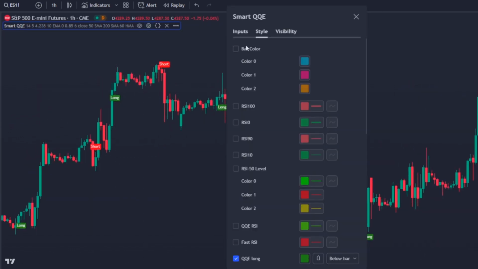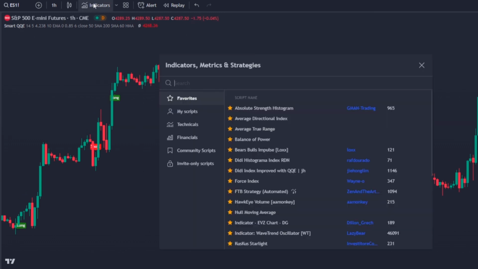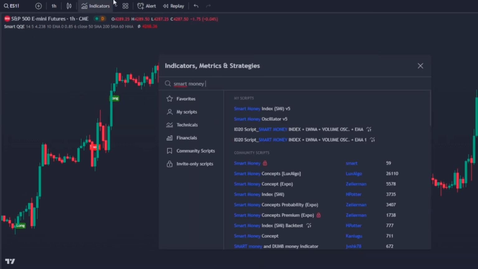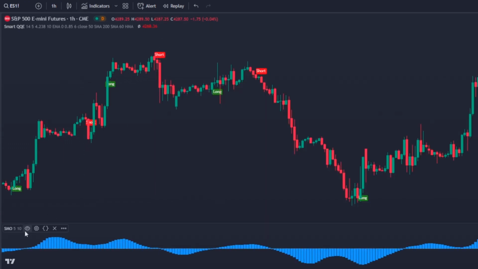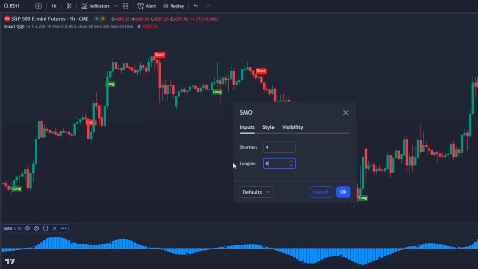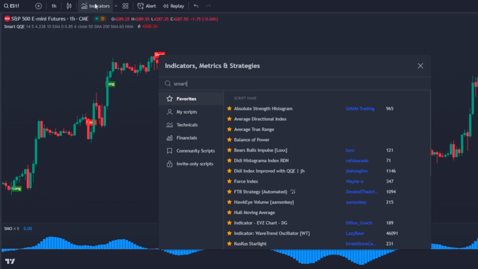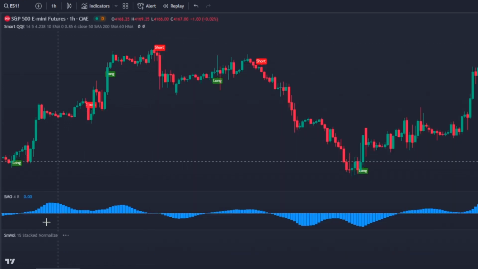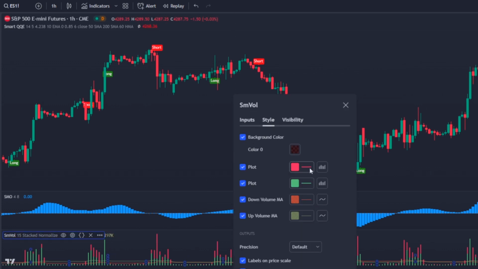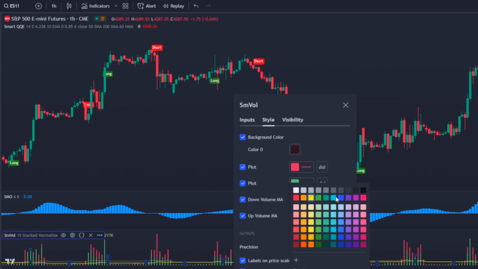Regarding the settings, I will use the default ones. Then you need to add the Smart Money Oscillator by Nick, and the settings to be used are 4 and 8. And finally, you need to add the Smart Volume, this one here. The settings are the default ones, and in the Style section I will change the Down Volume AMA to yellow and the Up Volume to light blue.